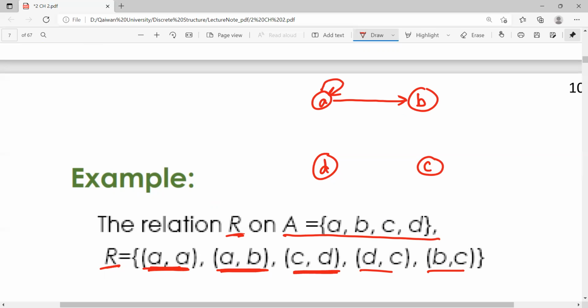CD. We have an arrow from C to D. And also we have DC. We have an arrow from D to C. We also have an arrow from B to C. This is the diagram for that relation.